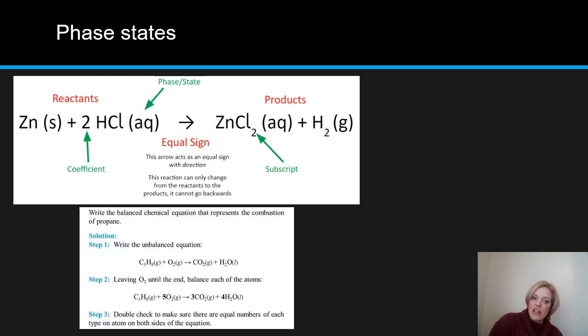So here they've given a solution where you write the unbalanced equation, you leave oxygen until the end, and you balance all the other atoms. So make sure you obey the conservation of mass, and then you double check to make sure that there are equal numbers of each type of atom on both sides of the equation.